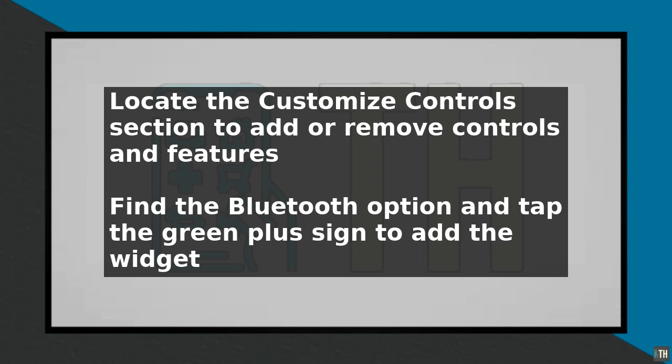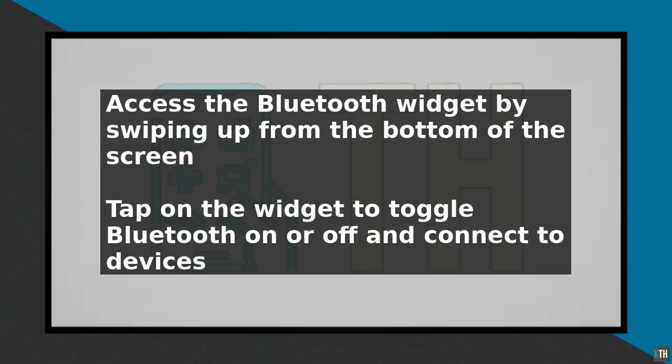Scroll down through the list of available controls and find the Bluetooth option. Tap the green plus sign next to it to add the Bluetooth widget to your Control Center. After adding the Bluetooth widget, you can access it by swiping up from the bottom of your screen to open the Control Center. You should now see the Bluetooth widget displayed as an option.